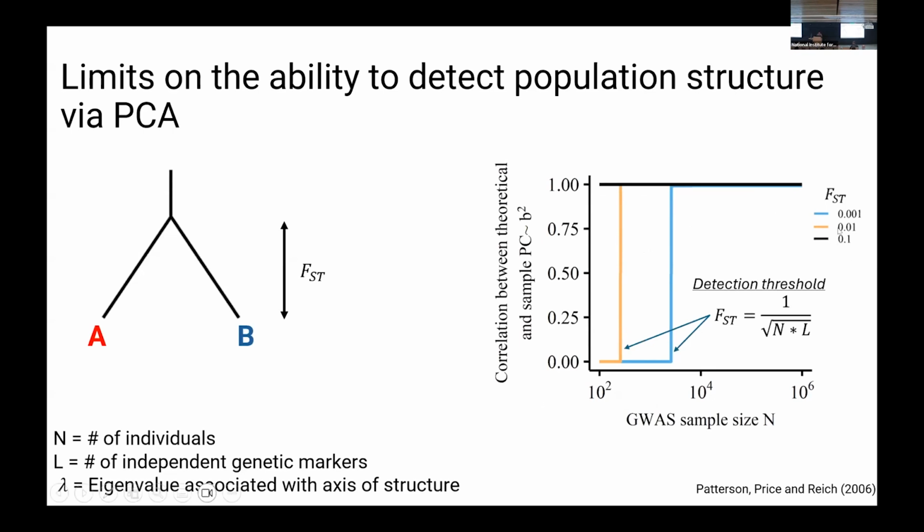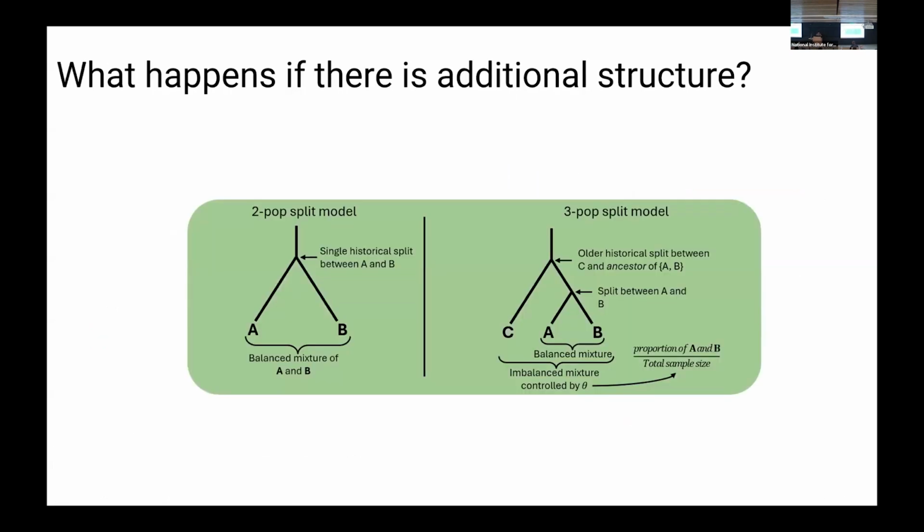The black one, when the magnitude of the signal is large enough, you have no problem at all, even at a GWAS sample size of 100, based on these asymptotic results. Good, so in this very simple toy model, you wouldn't have that much trouble because you're going to be able to detect the signal and be able to recapitulate the theoretical PC very accurately.